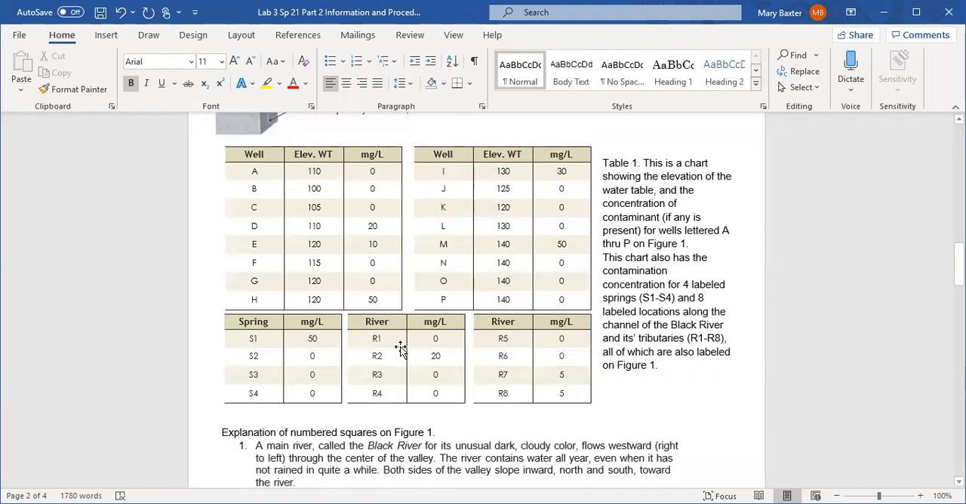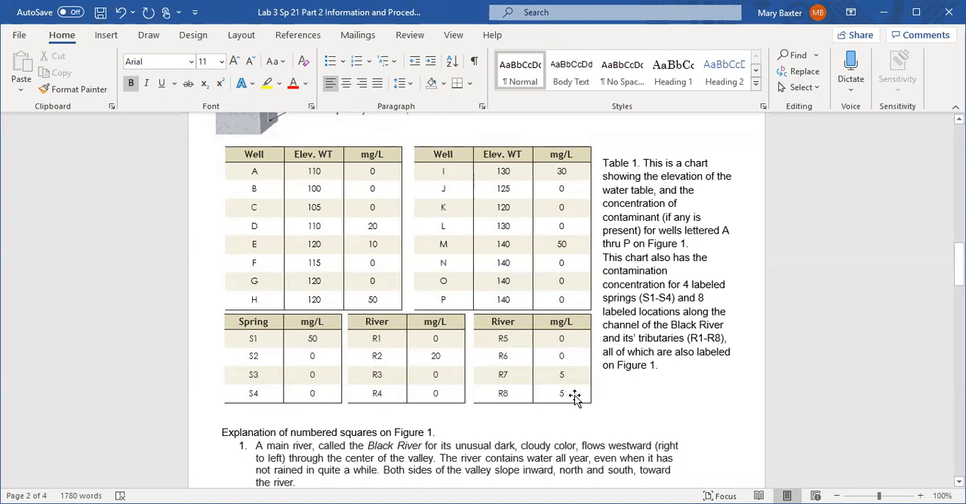So we have this data here that we're going to be using. For wells, again, the elevation of the water table at the location of that well, and then the contaminant level in that was brought up in the water from that well, if any. There's 4 spring locations, spring 1, 2, 3, 4, and that's at the surface, so there's no elevation of the water table, because a spring is the intersection of the water table with land surface. But there's one spring that actually had some contaminant in it.